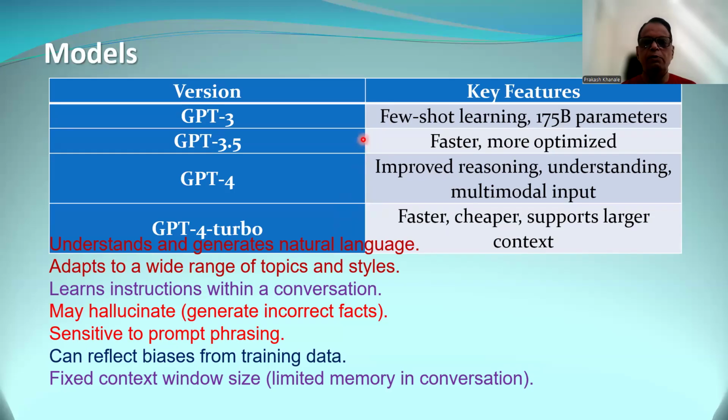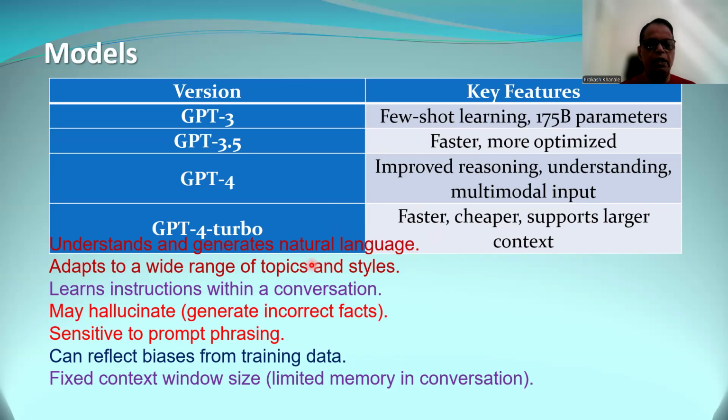The earlier version was GPT-3, which had 175 billion parameters. Then we have GPT-3.5, which is much faster and more optimized. Then we have GPT-4, with improved reasoning, understanding, and multimodal input. Then we have GPT-4 Turbo, which is faster, cheaper, and supports a larger context. And now we even have GPT-5, which is much faster than its earlier versions.